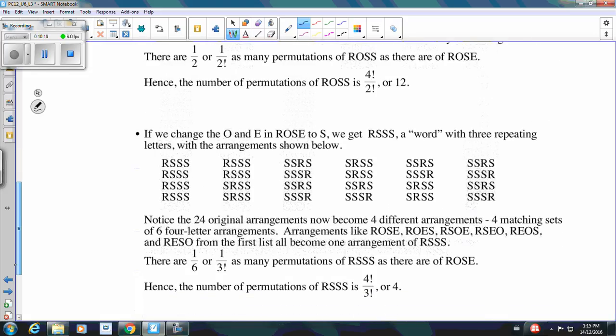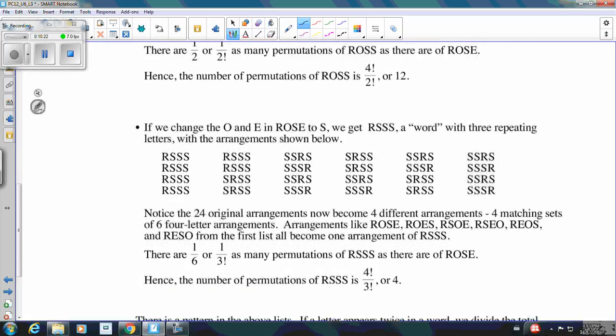Now, what if we also change the O to an S? So now we get the letters R, S, S, S, a word with 3 repeating letters with the arrangement shown below. So let's see how many repetitions we now have. So we now have 4 matching sets of 6 4-letter arrangements. So there are 1/6 or 1 over 3 factorial as many permutations of R, S, S, S as there are of Ross. Hence the number of permutations of R, S, S, S is 4 factorial over 3 factorial, or 4.